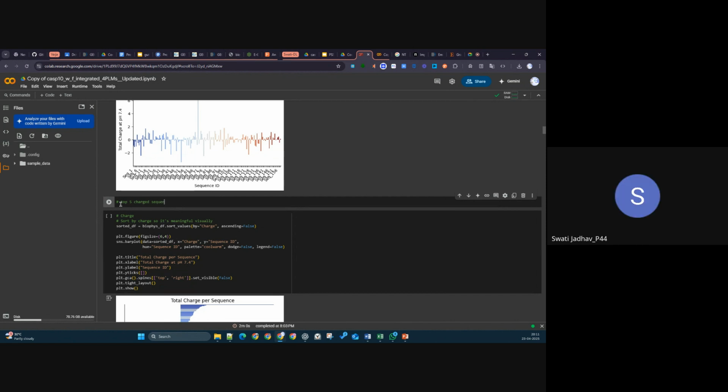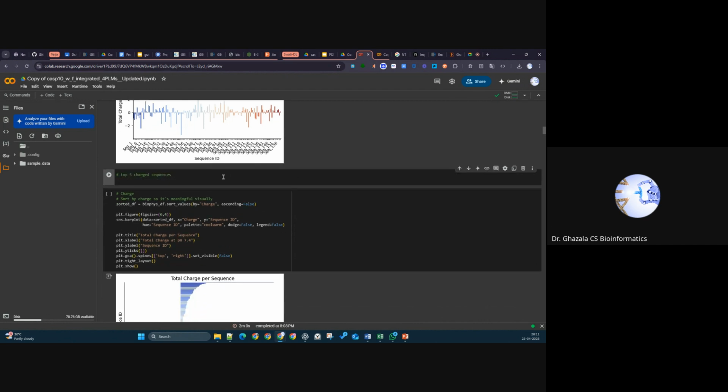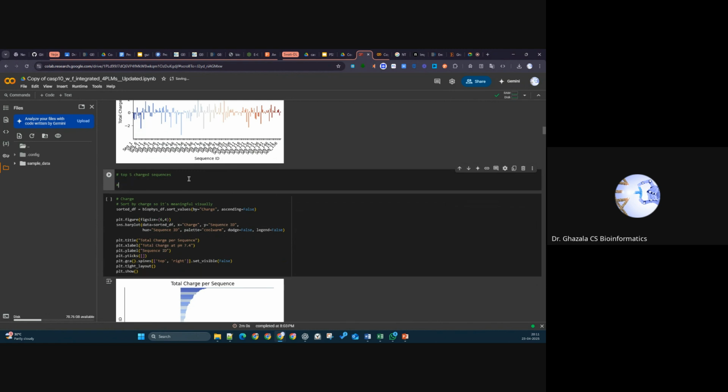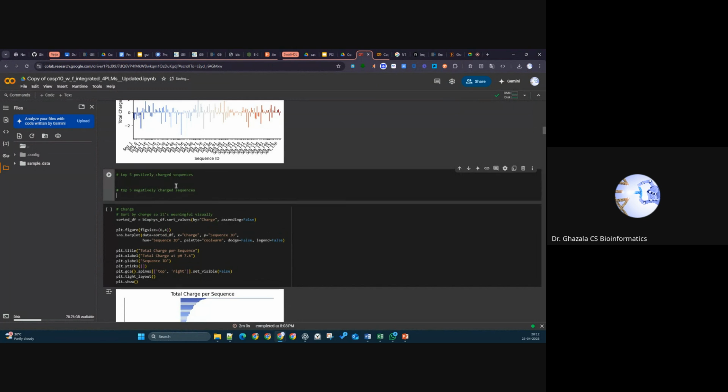So here I will add the top 5 and bottom 5. And this time we have used the large model. Last time we used the small model. So these two we need to extract and save in variables.